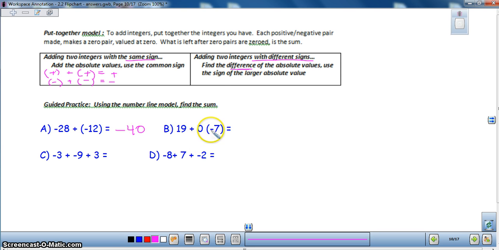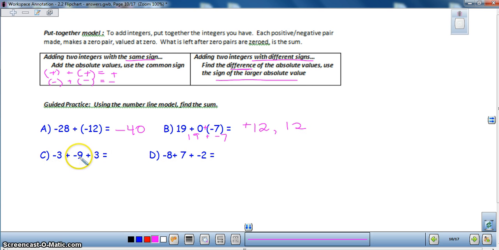19 plus 0, and then I believe this should have been in here, a plus negative 7. Well, 19 plus 0 is still 19. Plus a negative 7. Signs are opposite. Need to subtract. 19 is the larger, so we keep the sign of the larger absolute value, which means this is going to be a positive answer. 19 minus 7 gives us positive 12.